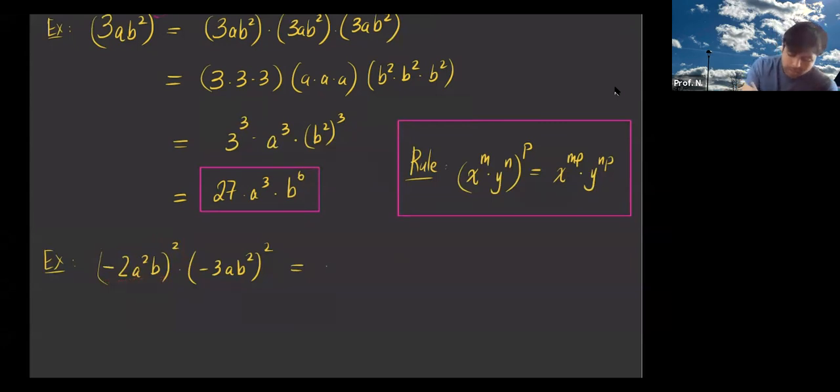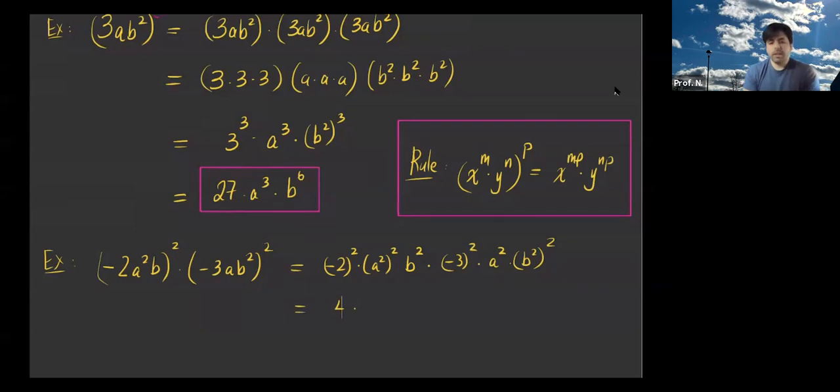So what's that going to look like? It's going to look like negative 2 squared times a squared squared times b squared, multiplied by what? What's the next guy? Negative 3 squared, a squared, b squared squared. So I'm going to have negative 3 squared times a squared times b squared squared. So then what's negative 2 squared? 4. What's a squared squared?